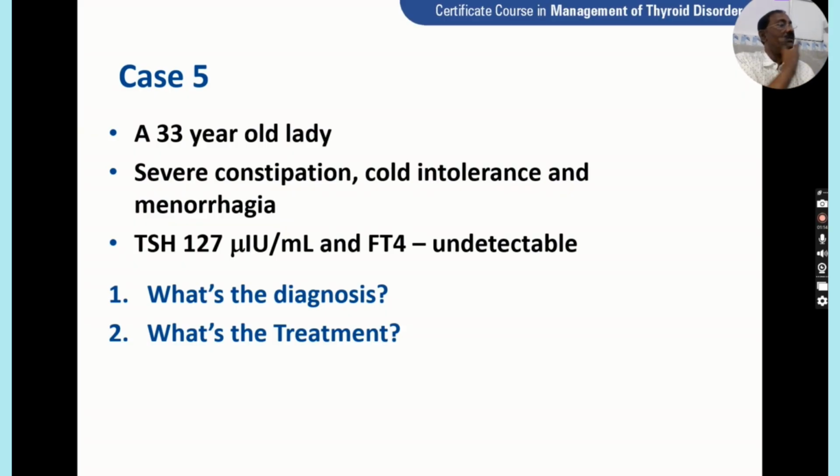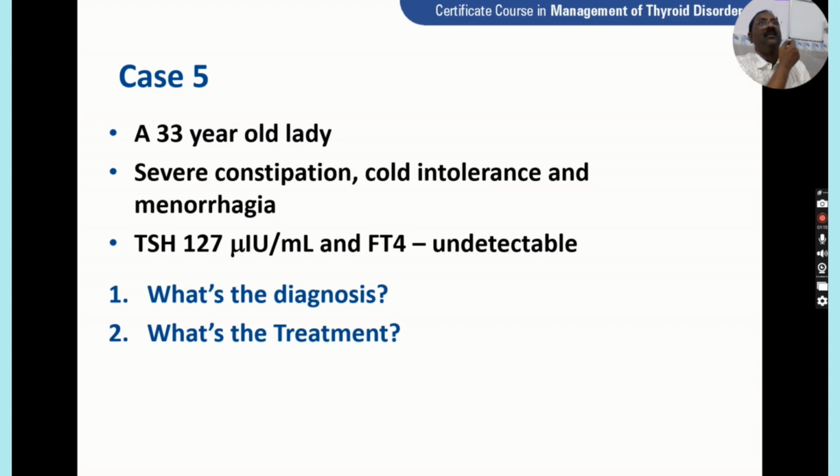Now, what is your dose? 70 kgs. What is your dose? 70 into 1.6. 112 is also available. Or give it 100. 125 is also available. Exactly, 112 is also available in the market. Give 112 or give 100 only. So that's how you have to calculate.